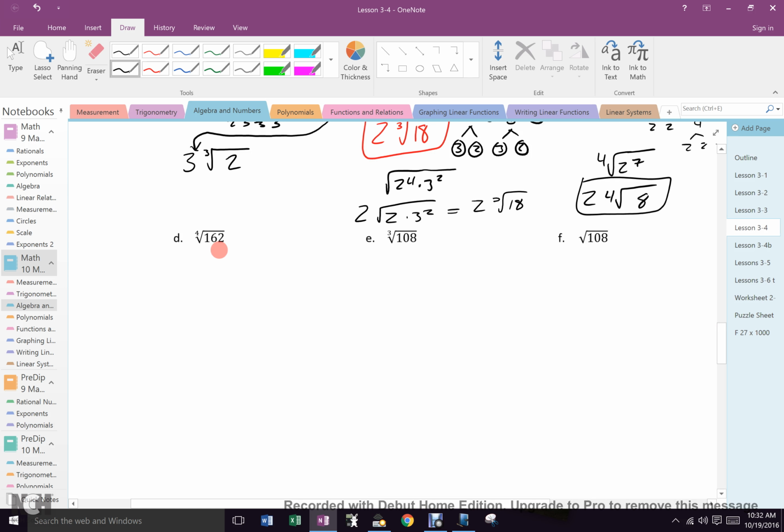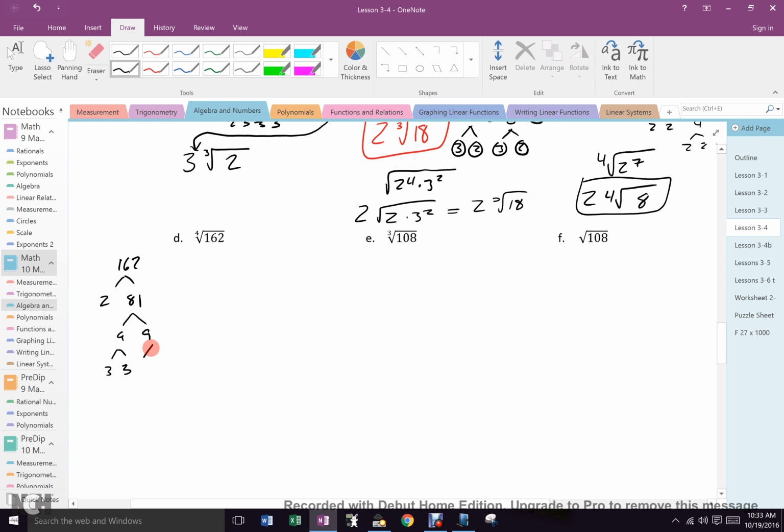So what about the fourth root of 162? Most of you are going to factor tree, right? 162, and you're going to hopefully see that that's 2 times 81, yes? And then, maybe you know 81 has a fourth root, but maybe you don't. But if you go 9 times 9, oh, wait a minute. Yeah, it does. Because what's 9 break down into?